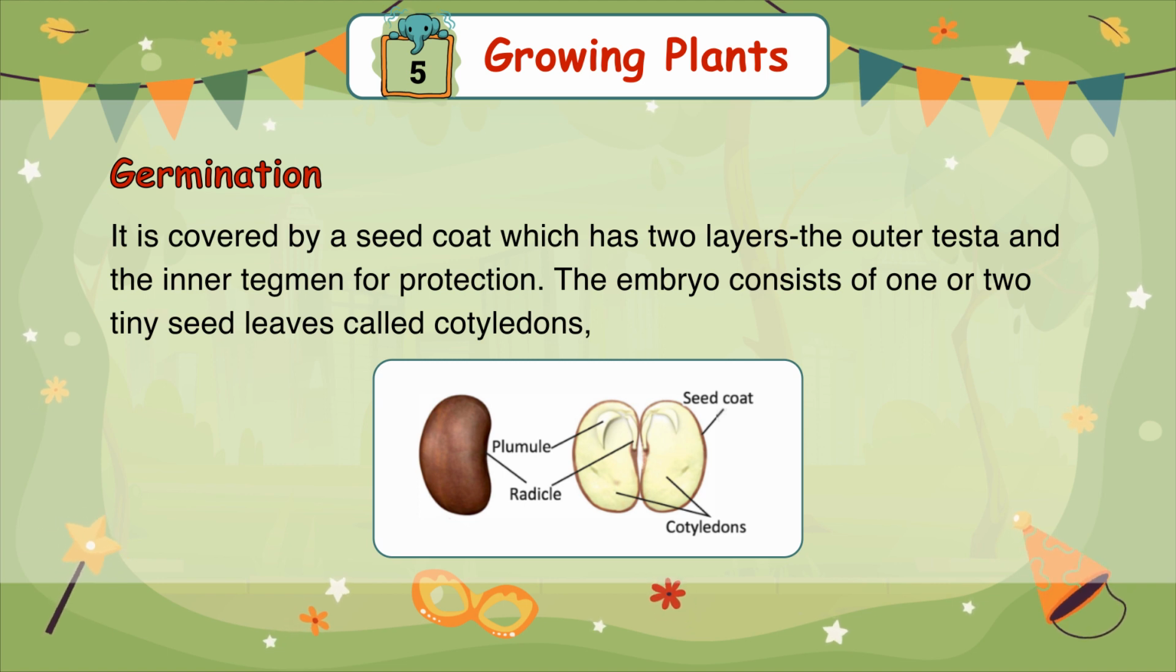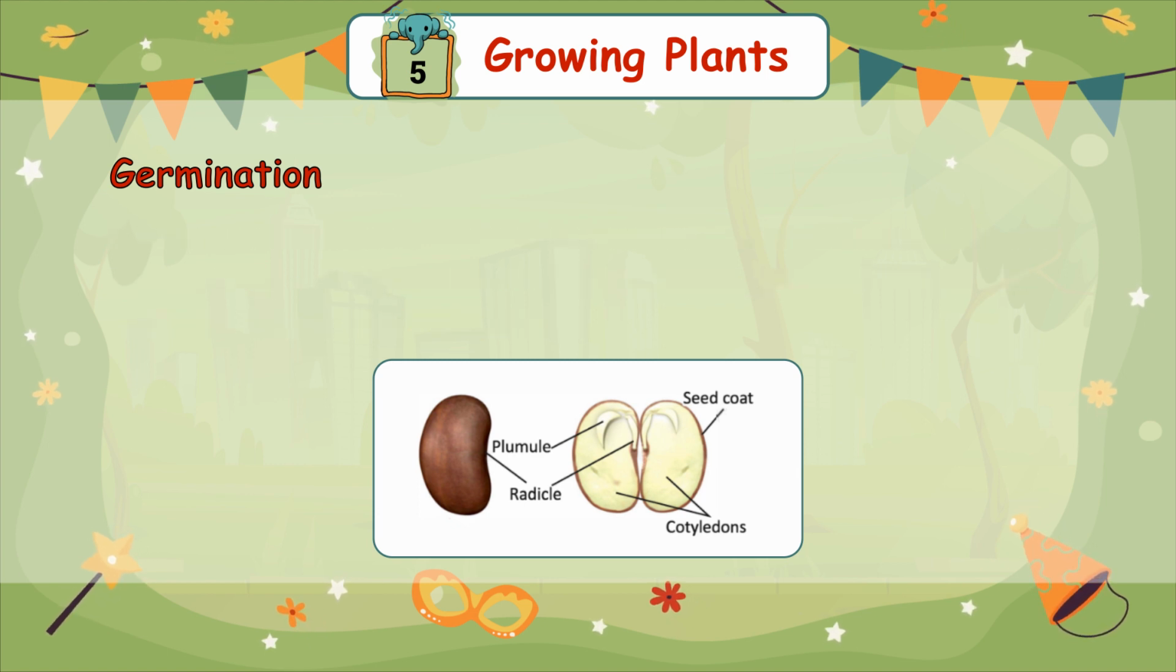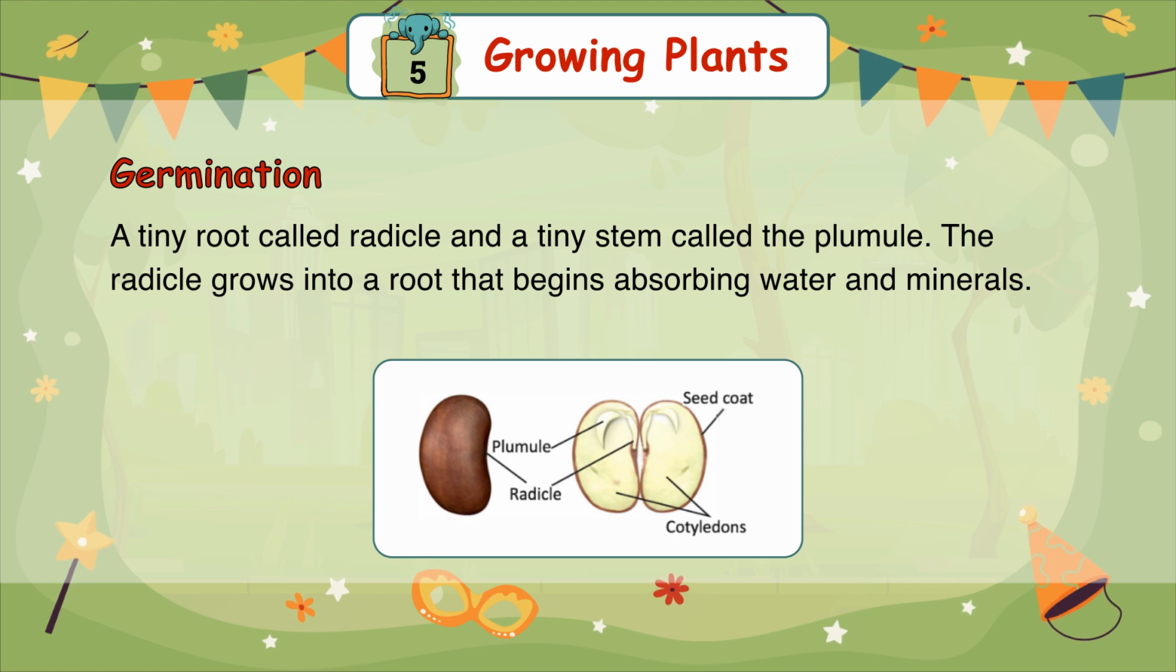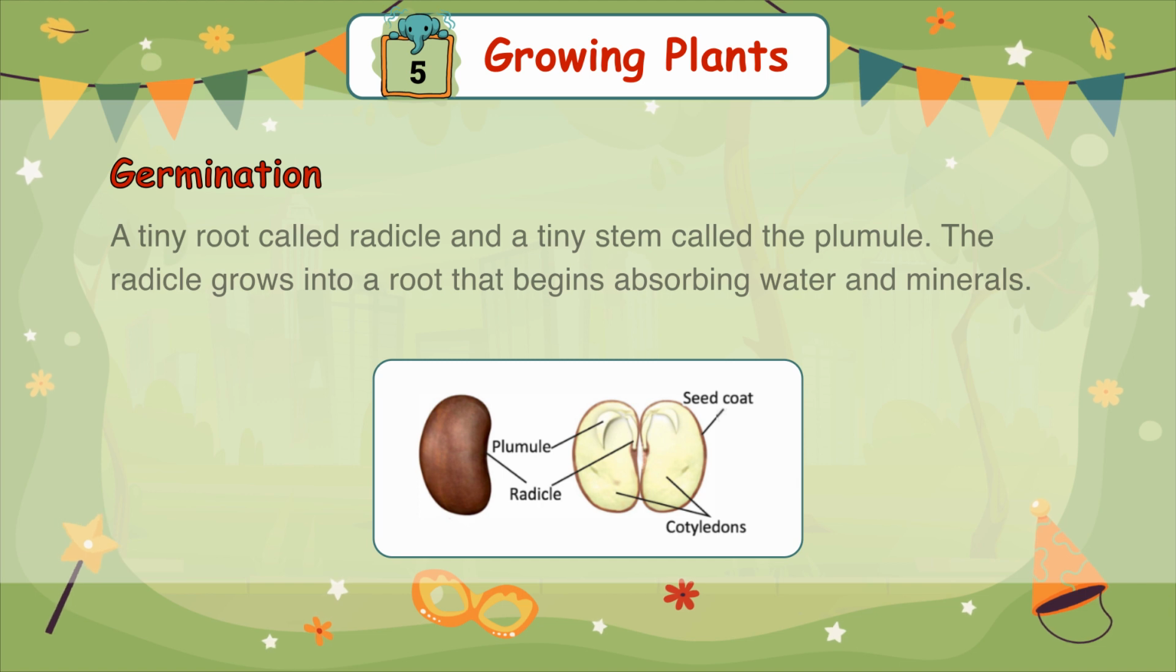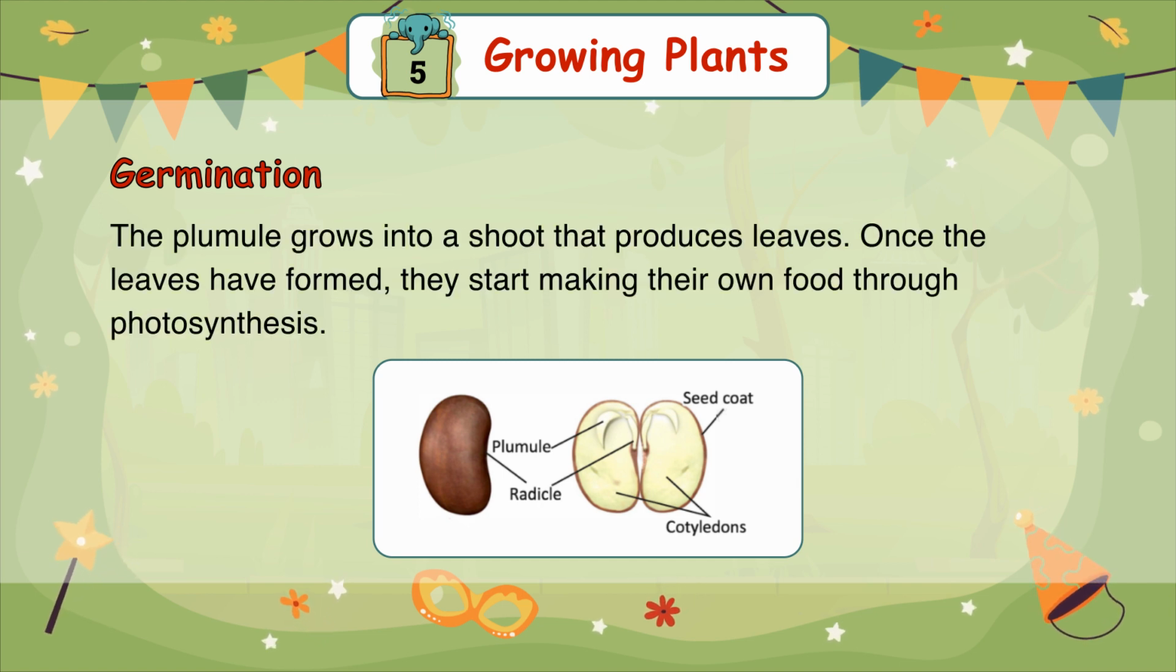The embryo consists of one or two tiny seed leaves called cotyledons, a tiny root called radicle, and a tiny stem called the plumule. The radicle grows into a root that begins absorbing water and minerals. The plumule grows into a shoot that produces leaves. Once the leaves have formed, they start making their own food through photosynthesis.